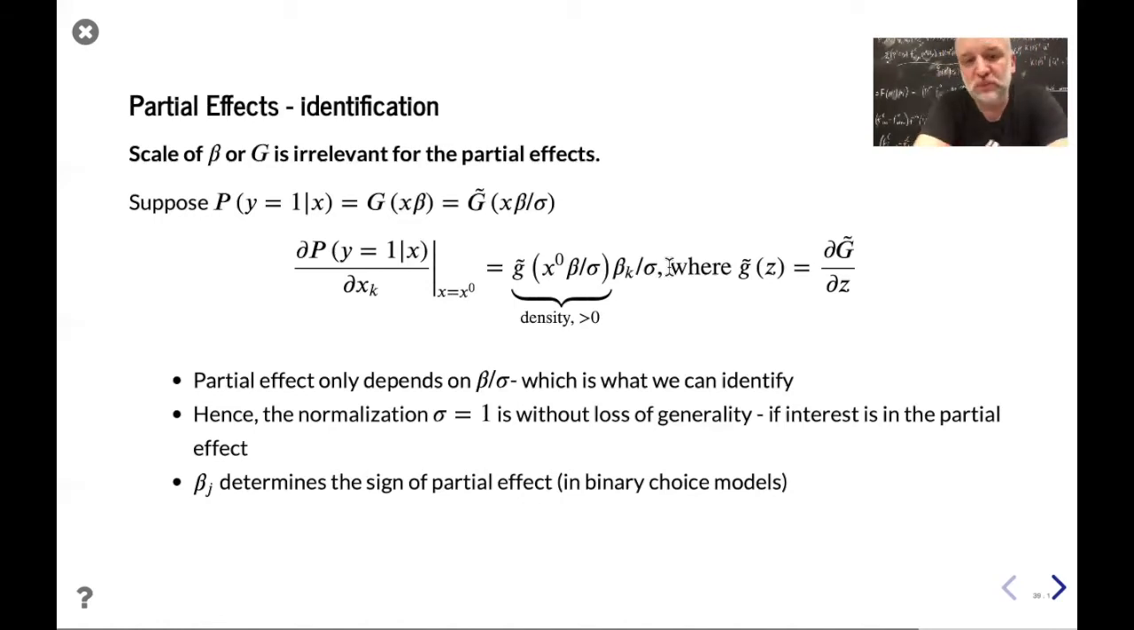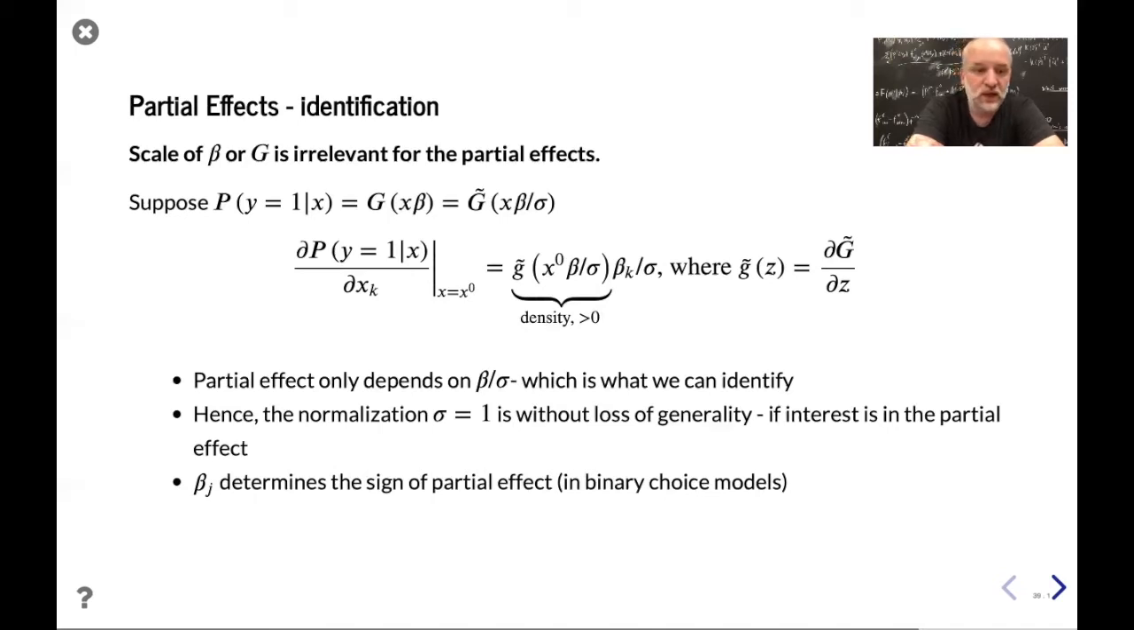This means that as long as we can differentiate and express this in closed form, it doesn't really matter what the scale of G and G tilde is. Beta divided by sigma is the only thing that appears in this equation, so we don't need to know beta and sigma separately to calculate the partial effects. The partial effects only depend on that ratio, which is what we can identify. So the partial effects are identified, and the normalization sigma equal to 1 is totally without loss of generality, at least if the interest is in the partial effect.